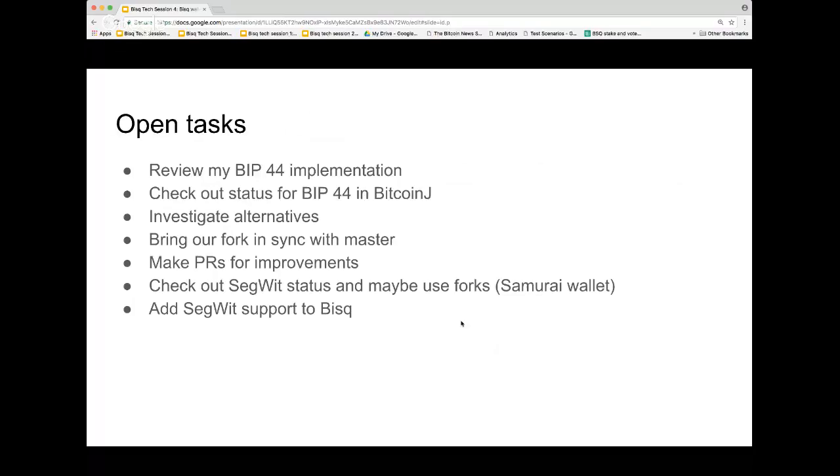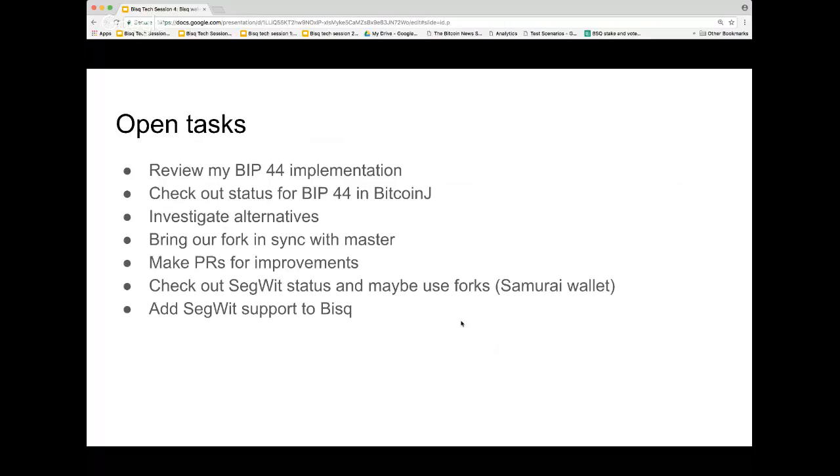And yeah, to investigate these alternatives that I talked about a minute ago, to bring our fork in sync with the master. I also talked about making pull requests for our improvements, to check the SegWit status, and maybe, when the main branch in BitcoinJ takes too long with SegWit, Samurai wallet already has support for SegWit. I'm not sure about the details. There are a few important details, like some implementations not supporting all the versions and all the BIPs and the native address formats and so on. So I'm not up to date with all these details.